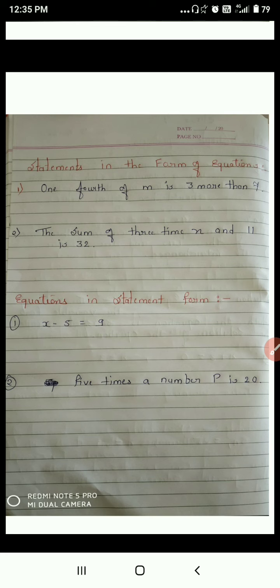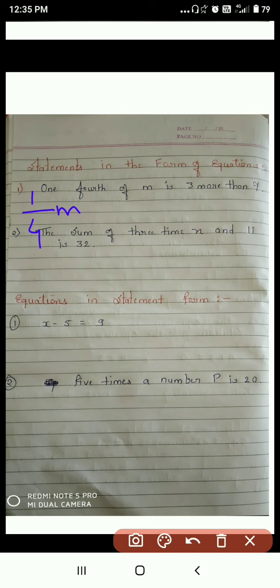So the first question given is, 1/4 of m is 3 more than 7. So here whatever the statement is saying, just apply the same thing or just use the same sign. 1/4 means m upon 4. It is 1/4 of m. 1/4 of m is equal to 3 more than 7, that is, 7 plus 3.